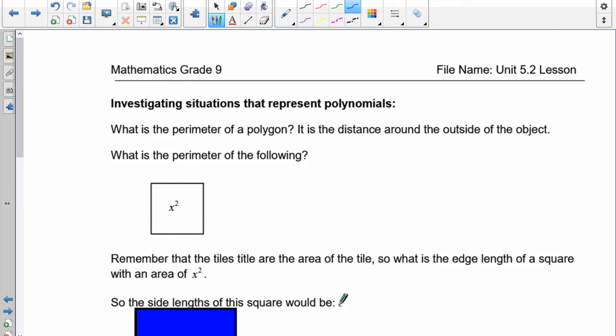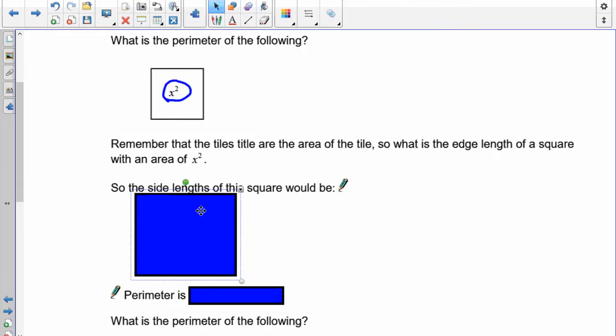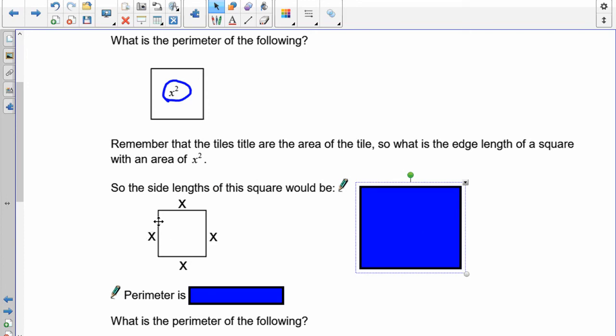Okay. The next thing we're going to do is take a look at something that happens in terms of perimeter. Now remember, perimeter is the distance around the outside of something. And on your achievement test, they always have these questions, so you better pay attention to it and learn it. Now, the idea here is that this square right here is an x squared. Now the reason it's an x squared is because it has the dimensions which are x by x, right here. There's an x, there's an x, there's an x, and there's an x.